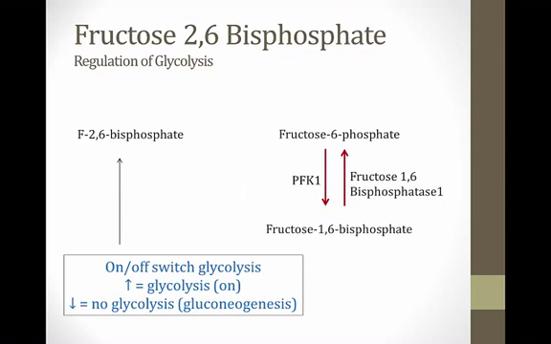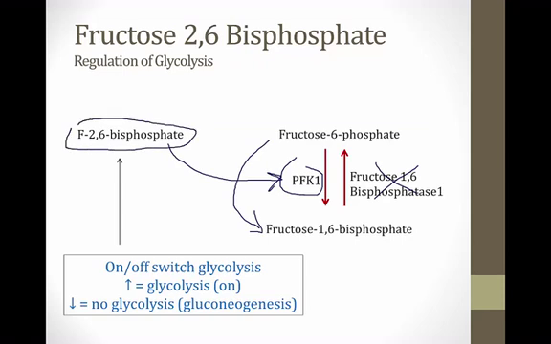What fructose 2,6-bisphosphate does is it activates phosphofructokinase 1 and it inhibits fructose 1,6-bisphosphatase 1. This means that it drives the flow of molecules in this direction, in the direction of glycolysis. The easiest way to remember the function of fructose 2,6-bisphosphate is to think of it as an on-off switch for glycolysis. When its level is high, it favors glycolysis and turns glycolysis on. When its level is low, it favors gluconeogenesis and turns off glycolysis.